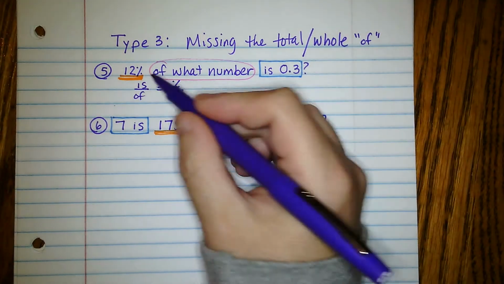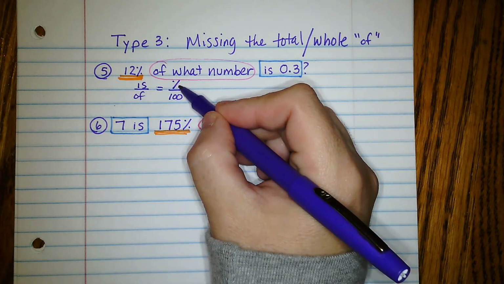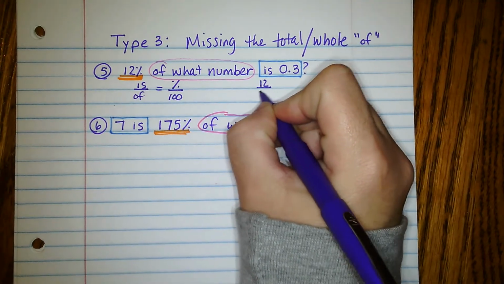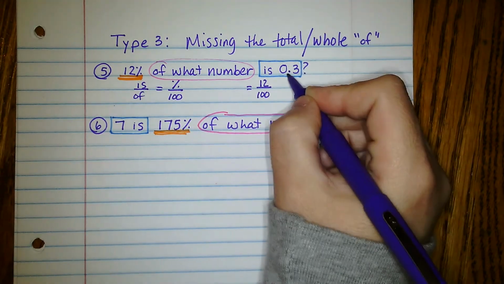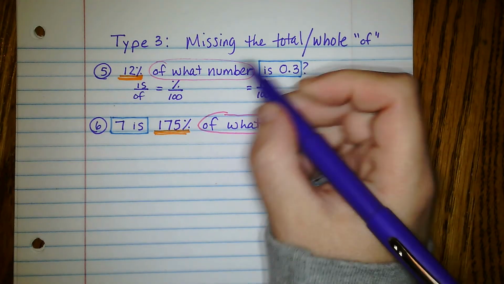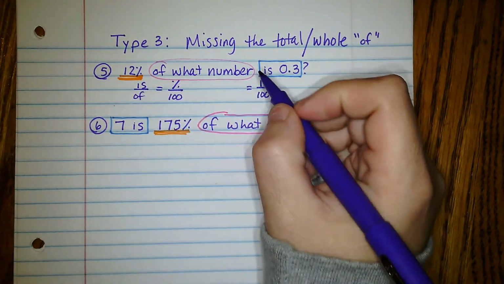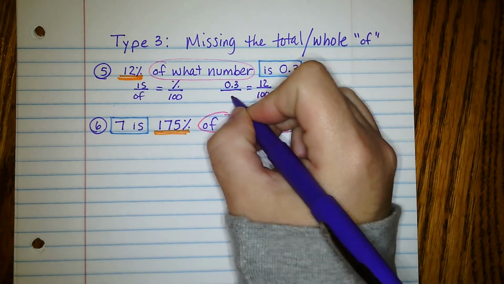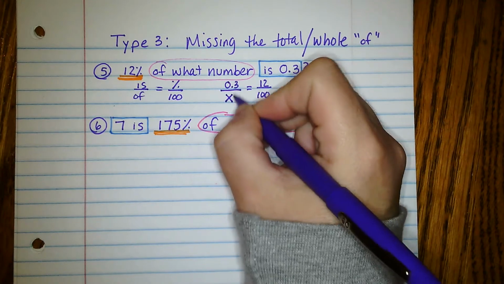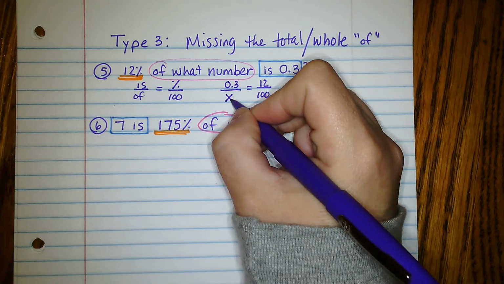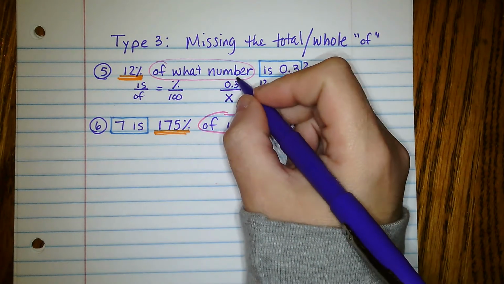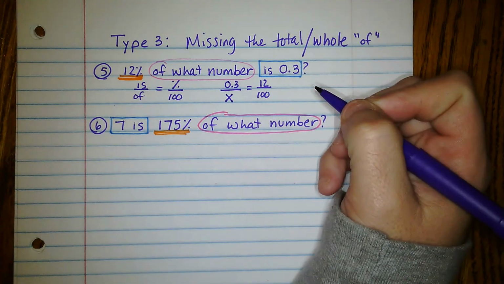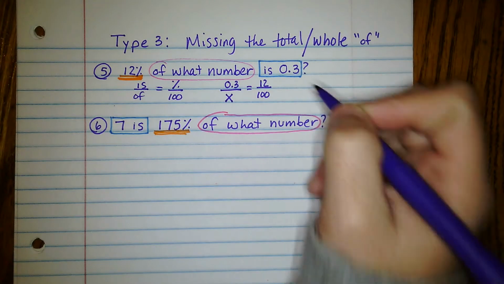Okay, so I know the 12 has to go in the percent spot, so 12 is going to go over 100. I do know that right away. The 0.3 is the "is," and "is" is the top. That's the part. So we want to know, what does the total amount have to be to make that 0.3 act as 12%? Okay, so that's our first one.